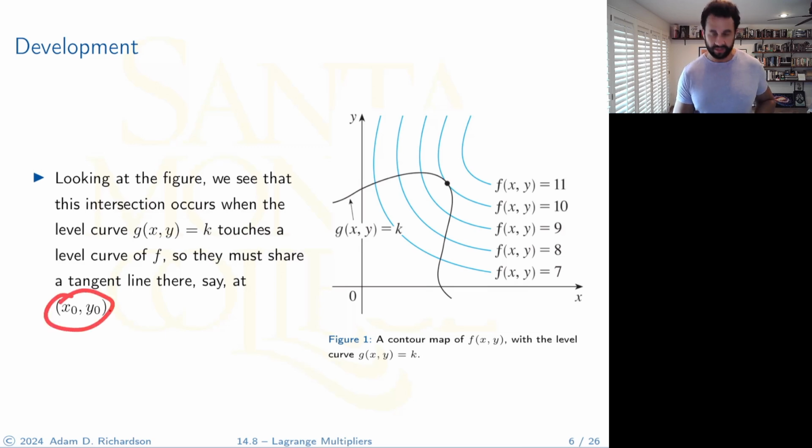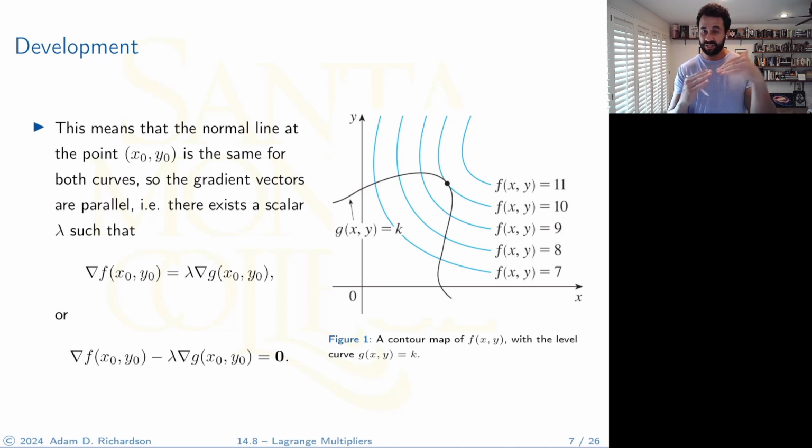We'll say the point is x naught, y naught, just for ease. Now, because the tangent line is the same, that means that the normal line at that point has to be the same for both curves too. So that means that the gradient vectors are parallel. Remember that the gradient vector gives you the direction of steepest ascent, right? And the gradient vector is always orthogonal to these level curves, right? So because we have this intersection point, the gradient vectors of f and g have to be parallel.